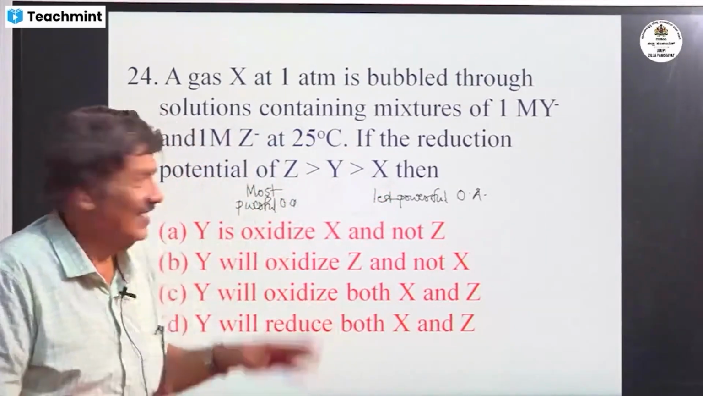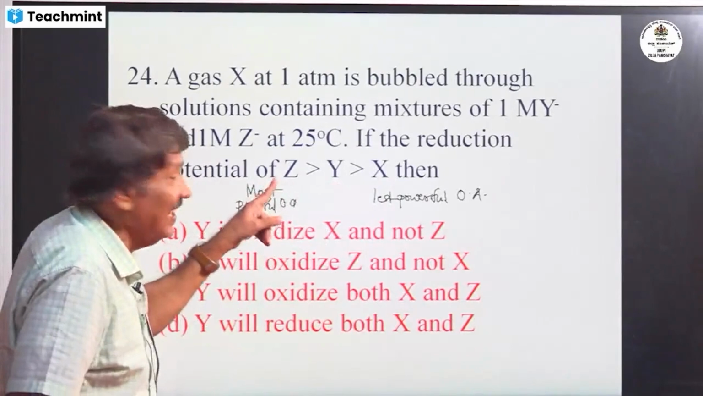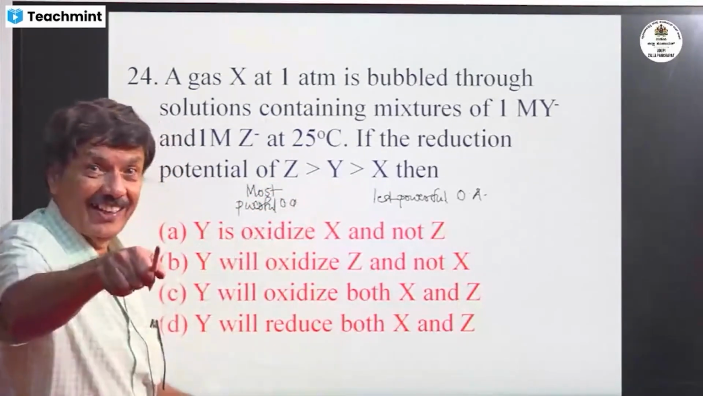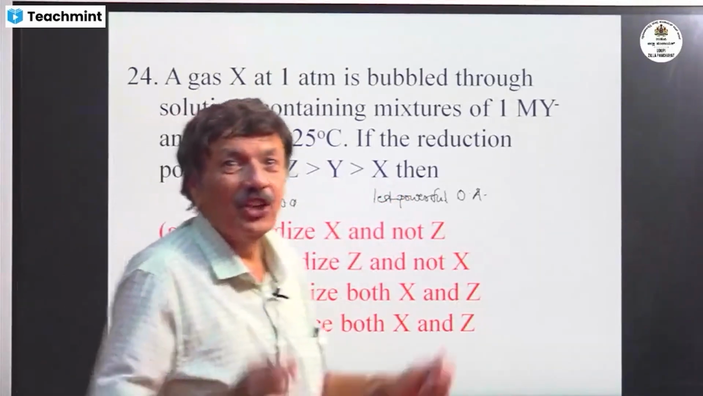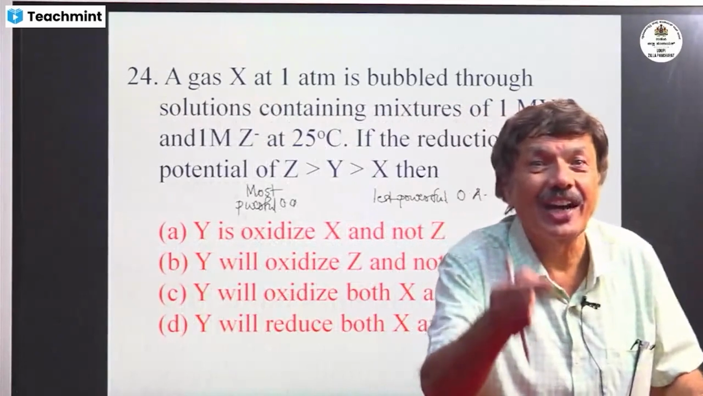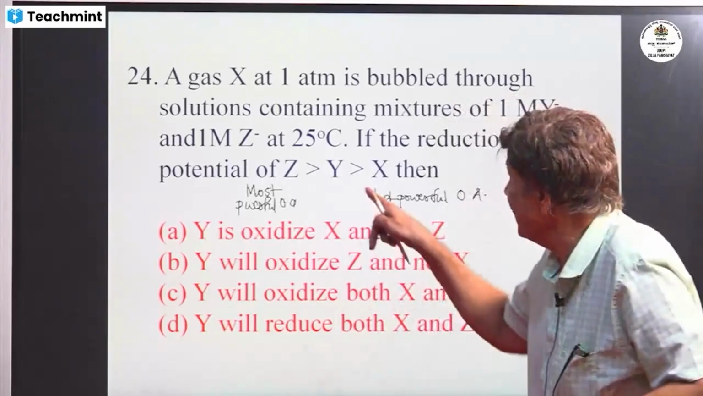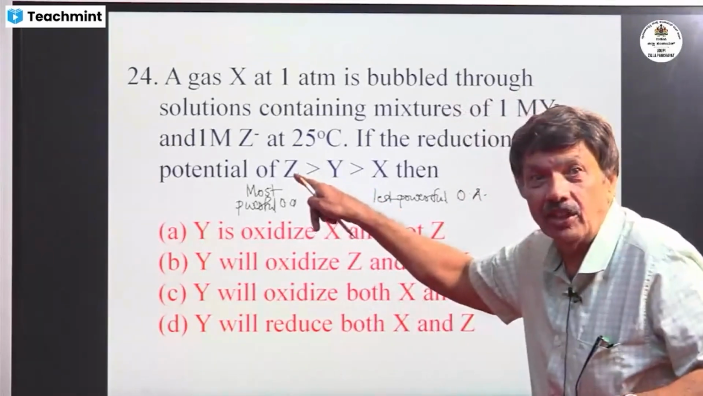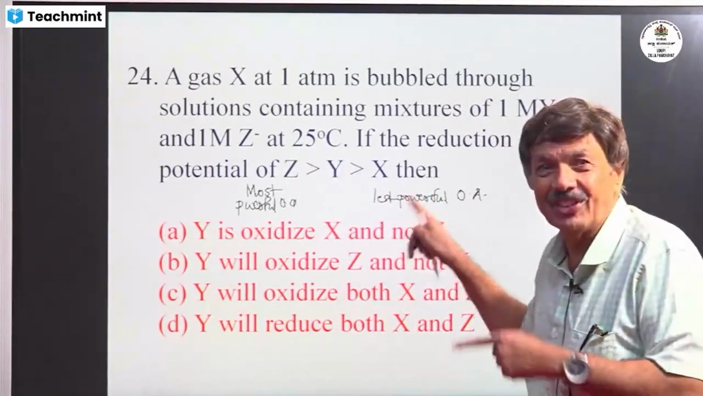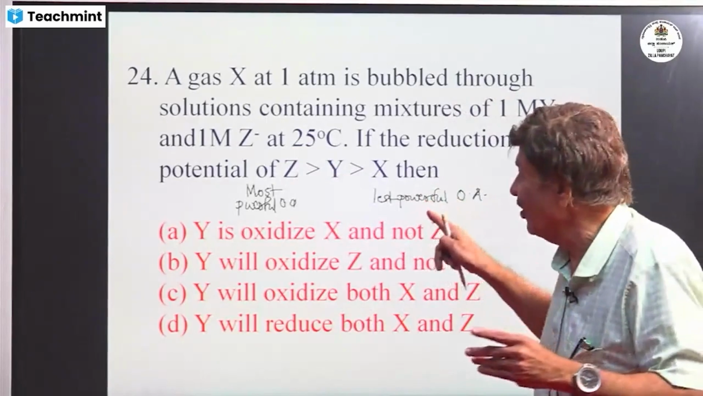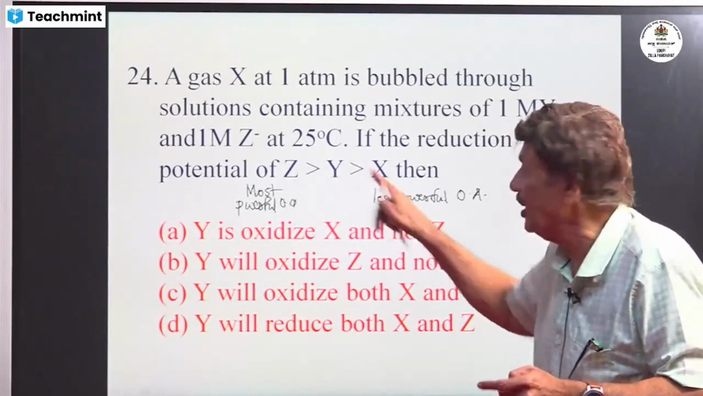You understood? This is also an oxidizing agent. Not as strong as Z. It has got less value. But definitely stronger than X. Right now, always we dominate over the person who is weaker than us. Isn't it? We never go to the person who is stronger. Here same thing has happened. Why? It cannot oxidize Z. Z is much more powerful oxidizing agent. It can oxidize X because X is weaker. So what is the right answer? Y oxidizes X but not Z.